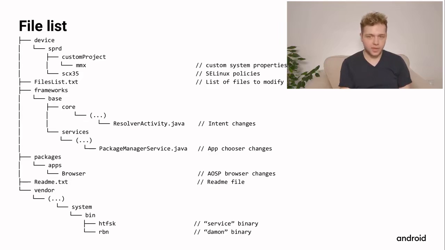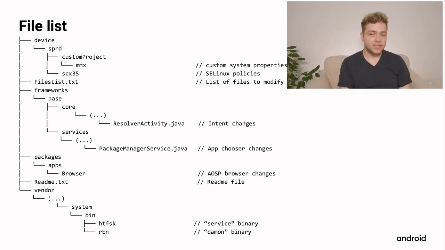There are also source code files that show the changes in framework. So you have something like resolver activity and package manager service. We'll talk about these changes later on. You have also changes to browser, as I said. You have the README file, which is really useful. And you have the binaries that I mentioned.